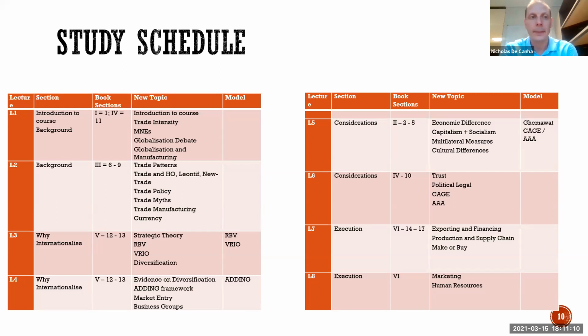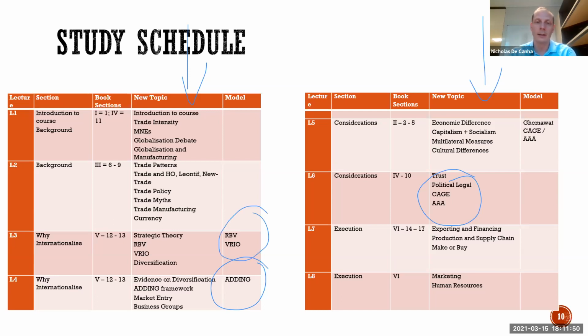Today is obviously lecture 1, and that covers from the book section 1, chapter 1, and section 4, chapter 11, and there are the topics that we're going to cover. That's down in this column here, and then in the second half, this is the column that we'll be covering. These are the frameworks that are much more relevant and novel than perhaps is in the book: the CAGE framework and AAA framework in terms of how you approach international markets, together with these sorts of assessment frameworks, adding frameworks, and why should we get there?